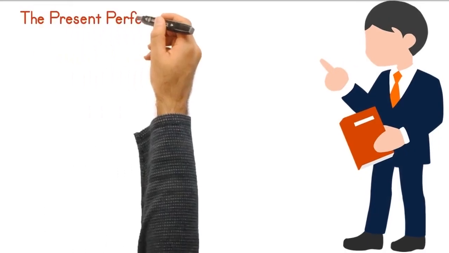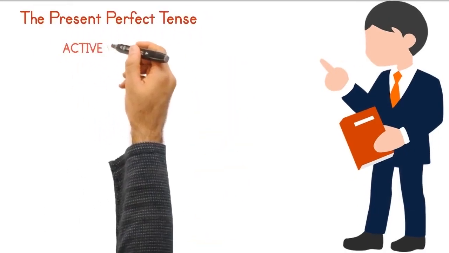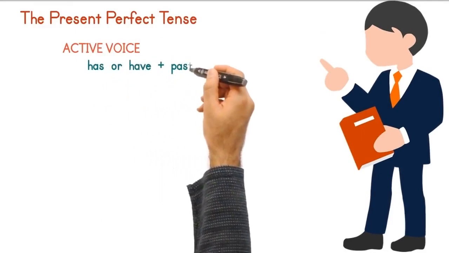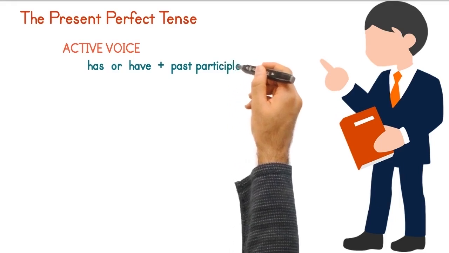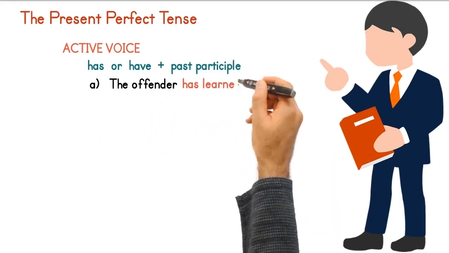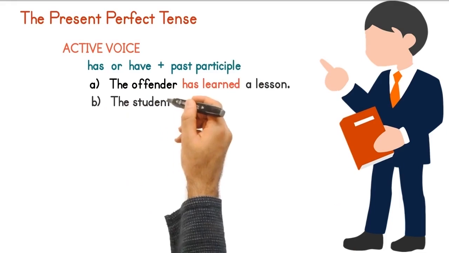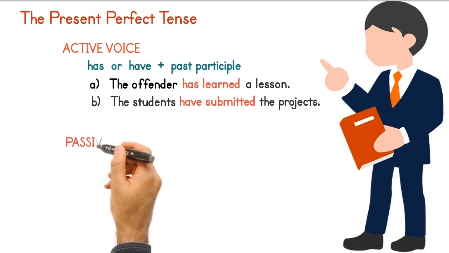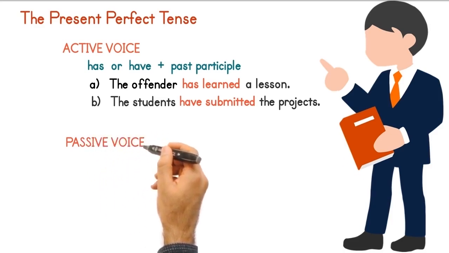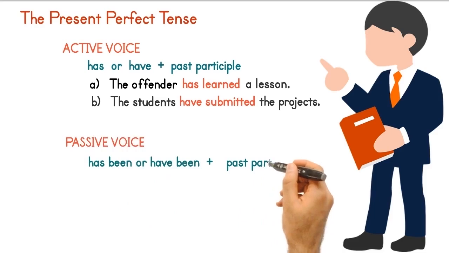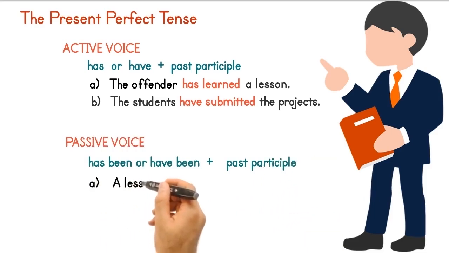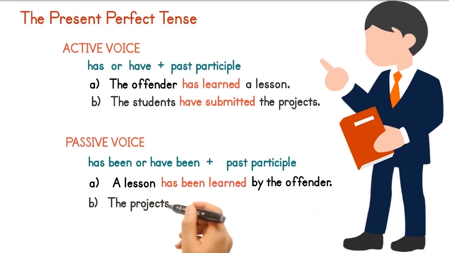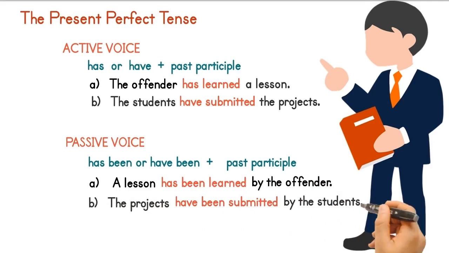The present perfect tense. In the active voice, the present perfect tense is formed by prefixing has or have to the past participle. Examples: The offender has learned a lesson. The students have submitted the projects. In the passive voice, the present perfect tense is formed by prefixing has been or have been to the past participle. Examples: A lesson has been learned by the offender. The projects have been submitted by the students.